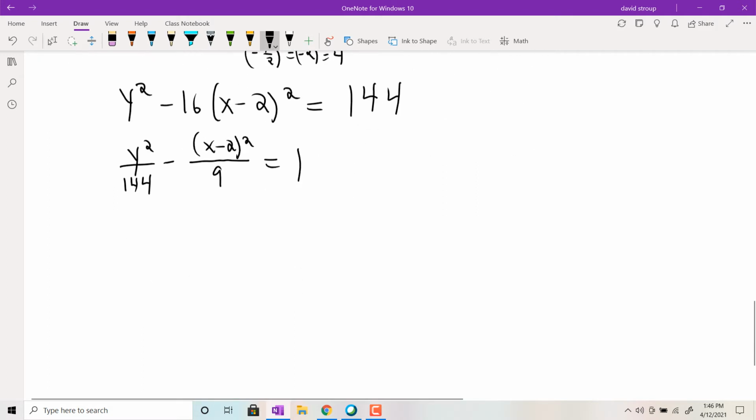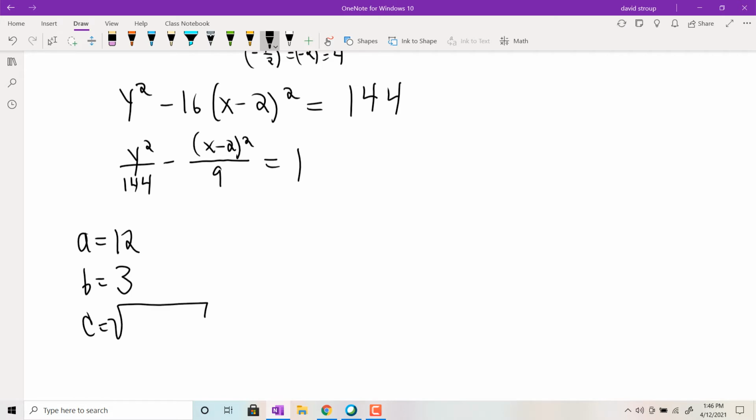Okay, then we need our A, B, and C values. So this time the A is with whatever's positive. So it's with the y squared term here, and that'll be the square root of 144, which is 12. That makes the B value 3. And then the C value, that formula is A squared plus B squared. So that's 144 plus 9, which is the square root of 153, I think. And then let's get an approximation so we can graph it, 12.37-ish. Right, so the center here then is (2, 0).